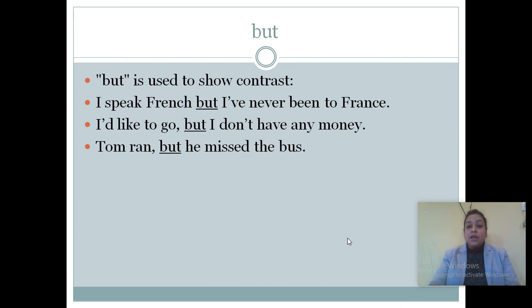Getting this point? Next we have "but." "But" is used to show the contrast, the contradiction. I speak French, but I have never been to France.